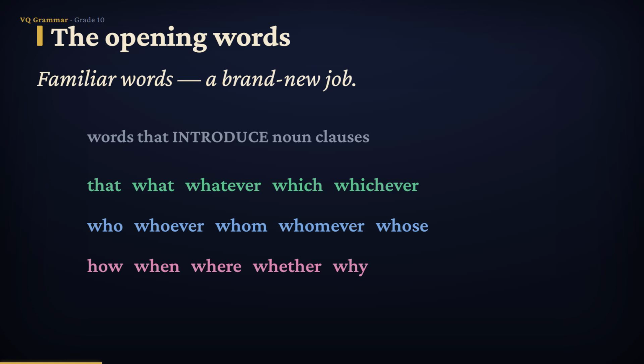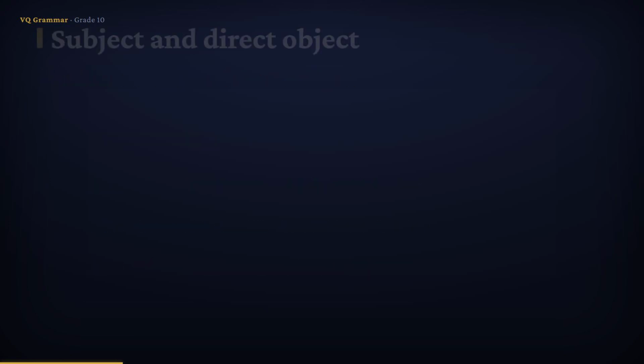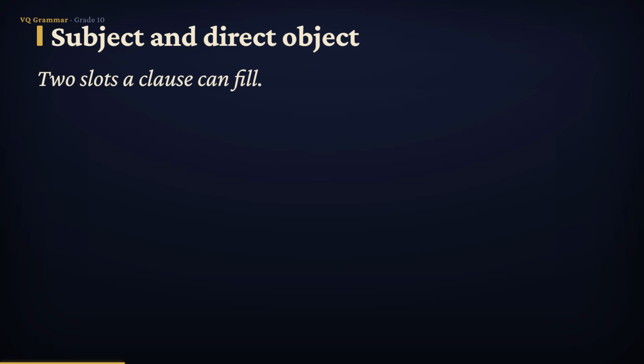But now notice something uncomfortable. You have met many of these words before. Where opens adverb clauses. Who opens adjective clauses. That opens both of them. So the opening word by itself will never tell you which kind of clause you are holding. Only the job the clause is doing can decide that. Let's walk the noun clause through its jobs, one at a time.